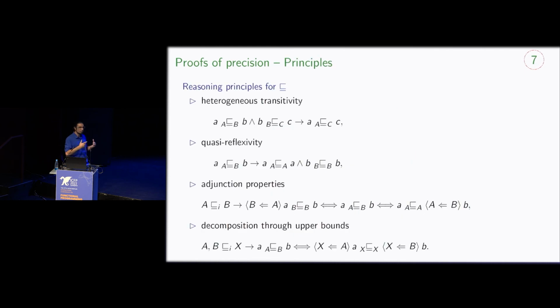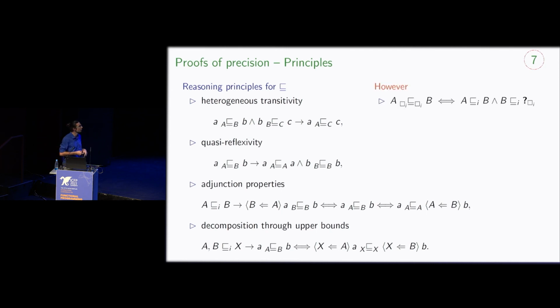So now, this proof that I just gave is made out of some principles that we have on precision, such as transitivity, quasi-reflexivity, the adjunction properties that I just used that are coming from embedding projection pairs, and also an important property that allows us to characterize precision between types that are not directly related by precision.